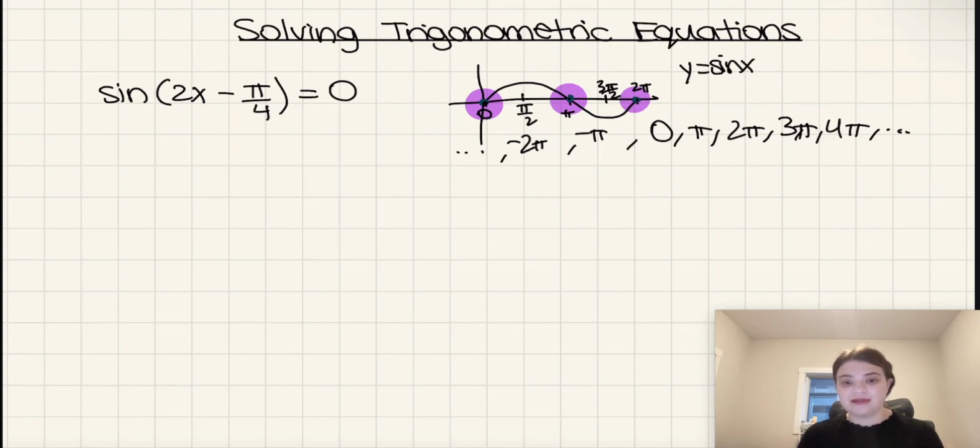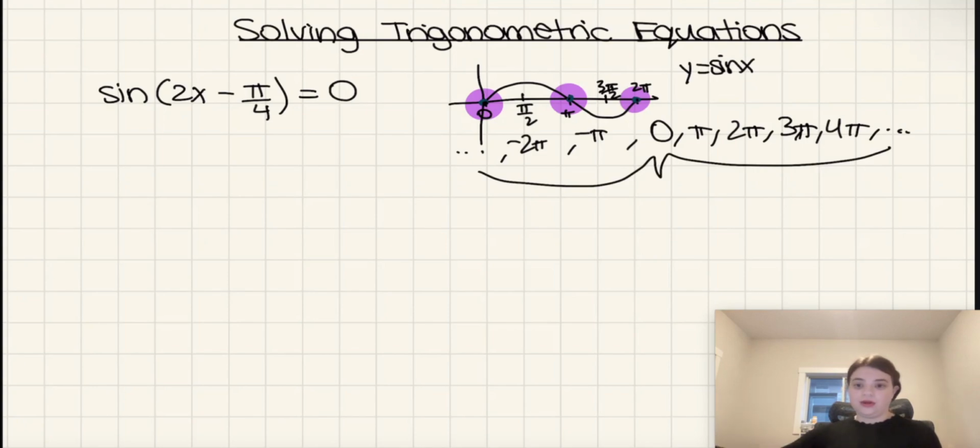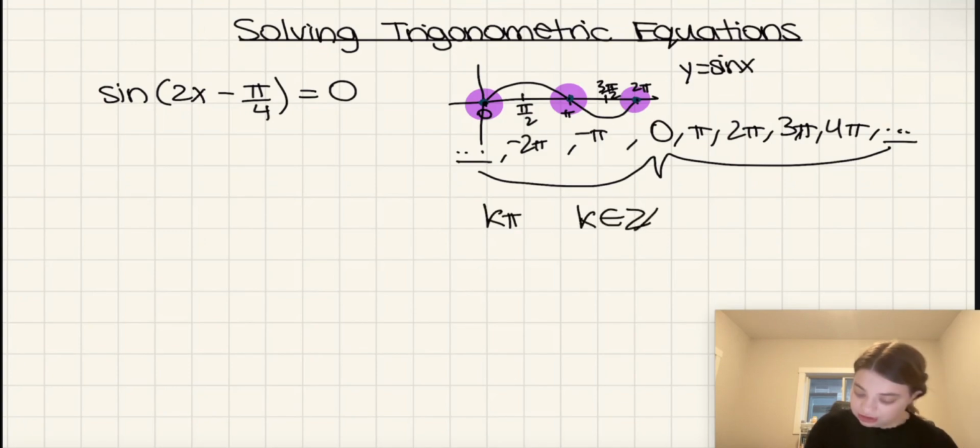Now, this is infinitely many values, and so if we try to individually come up with all the solutions, we'll be here all day, because then I would have to equate 0 to 2x minus pi over 4, and pi to 2x minus pi over 4, and then 2 pi to 2x minus pi over 4, and we would be here all day. So instead, I'm going to come up with a general equation that encompasses all of these values. These values, and all the values above and all the values below, included in our ellipses here, can be summarized by saying k pi, such that k is any integer, right?